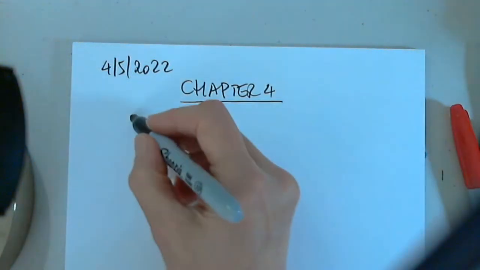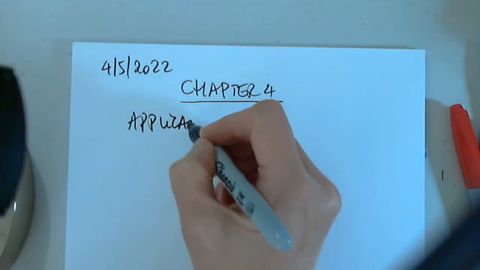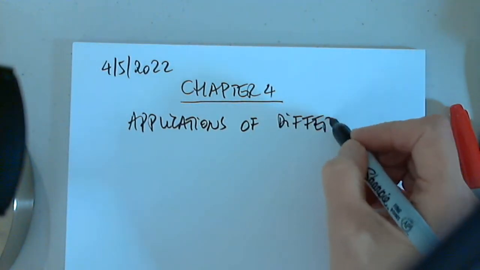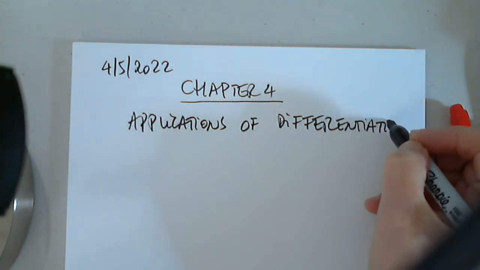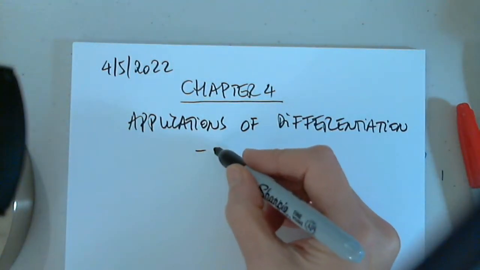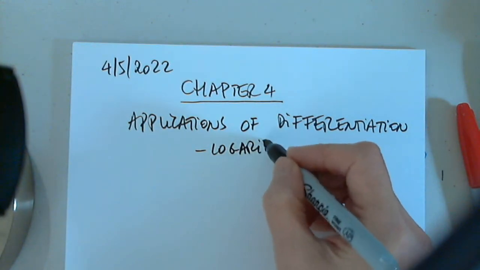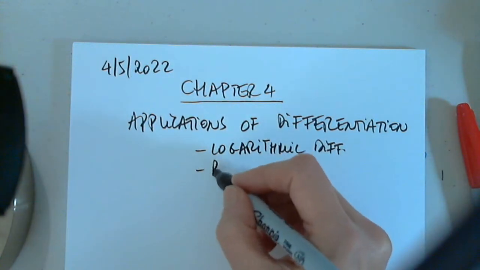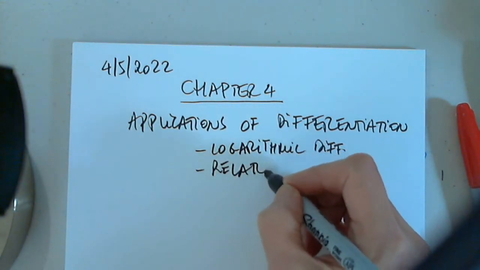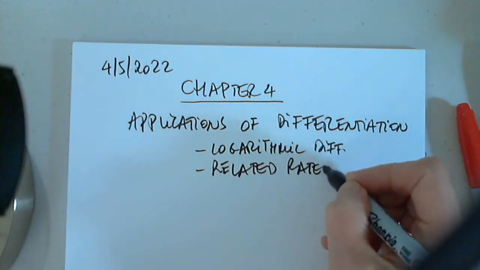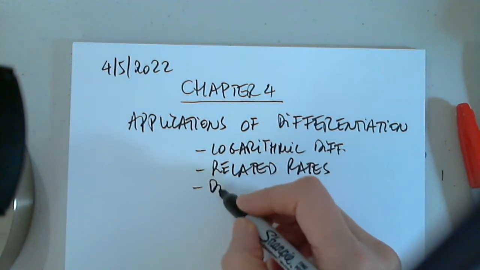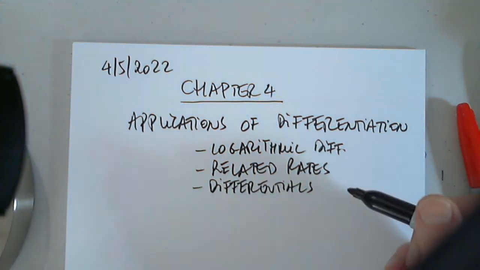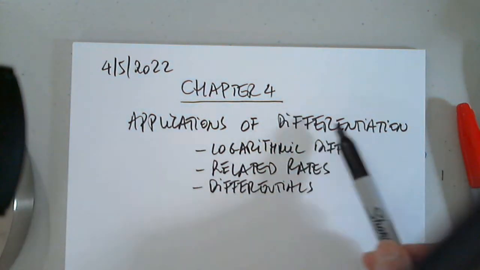This chapter deals with applications of differentiation. And you can say, but what was logarithmic differentiation? What were related rates all about? What was the thing with the differentials all about? Were these not applications of differentiation?